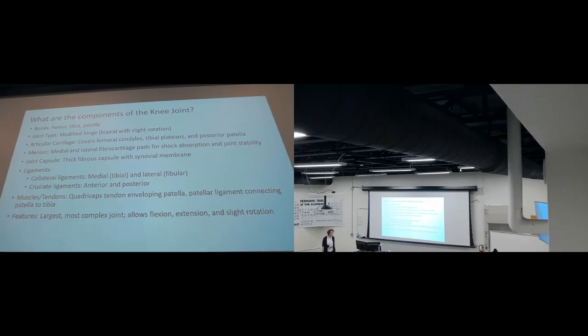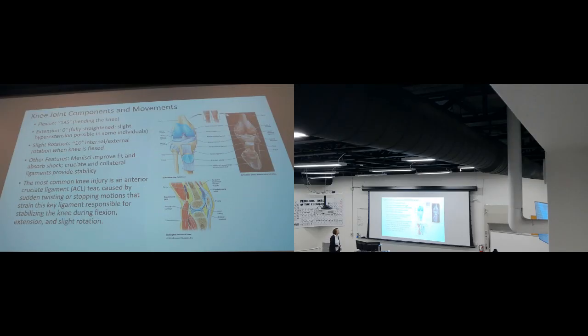So the movements of this joint are flexion, extension, and then medial rotation and lateral rotation. Flexion, bending the knee, is 135 degrees. Extension, like when you're standing, is 0 degrees. Slight hyperextension is possible in some individuals, similar to the elbow joints if they're double jointed. And you can have 10 degrees internally and externally. That's a slight medial rotation or lateral rotation.